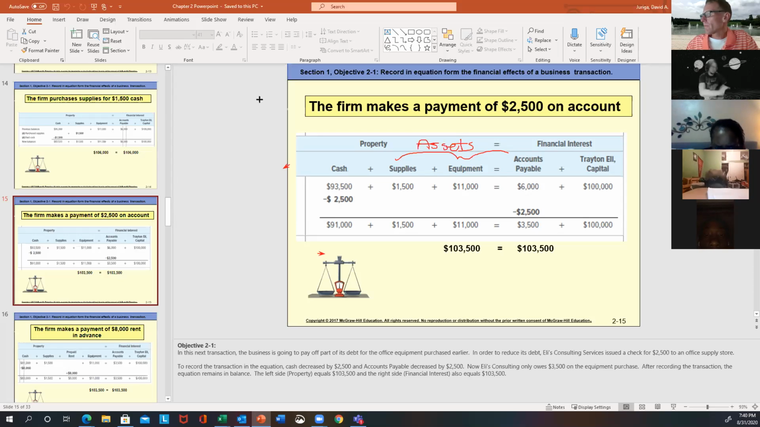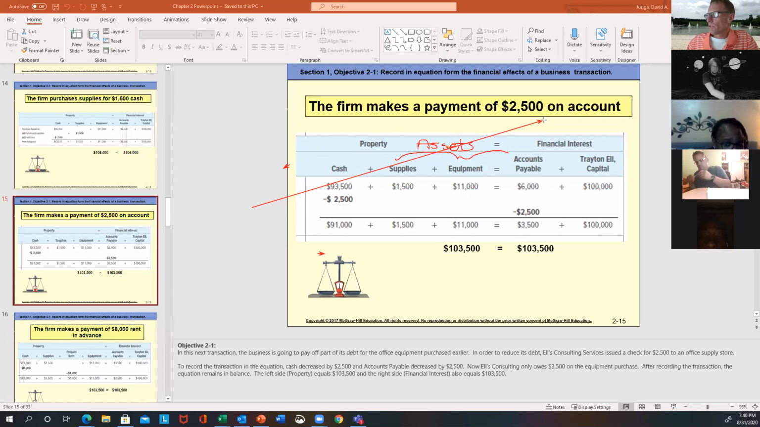So again, look at what they did here. The firm makes a payment of $2,500 on account. Now, if you took an English professor and analyzed the way they wrote this sentence, they would pick it apart. They'd say, this thing is written so weird, it doesn't make any sense. What does that mean? The firm makes a payment of $2,500 on account. All that means is you're paying some of your accounts payable.